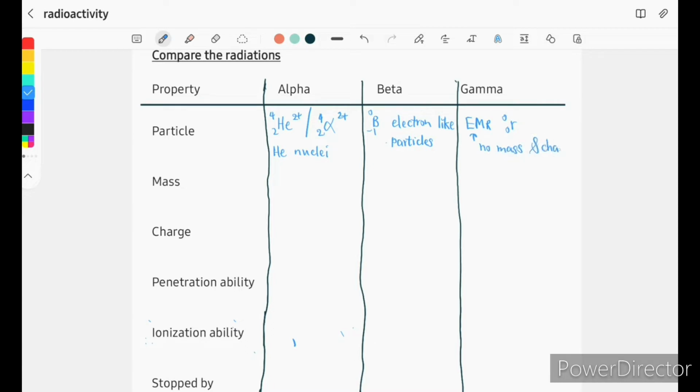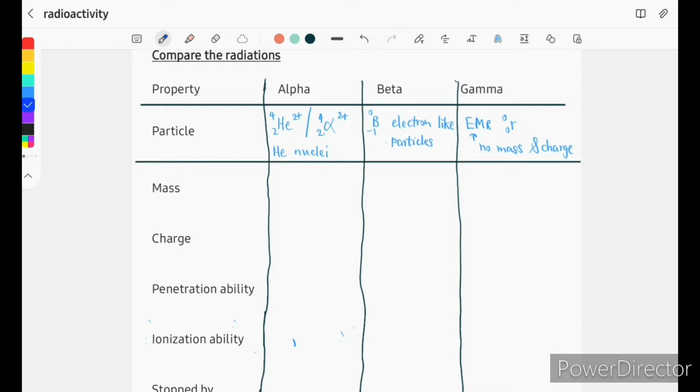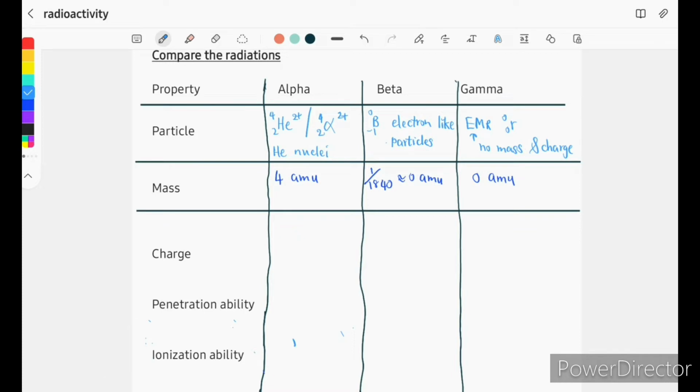In the symbol of gamma particle also, 0 on the bottom indicates the charge and 0 on the top indicates the mass. Gamma particle is an electromagnetic radiation with no mass and no charge. The mass of alpha particle is 4 AMU. The mass of beta particle is 1/1840, which is 0 AMU. The mass of gamma particle is 0 AMU. AMU stands for atomic mass unit. Alpha particle is positively charged, beta particle is negatively charged, and gamma particle has no charge.